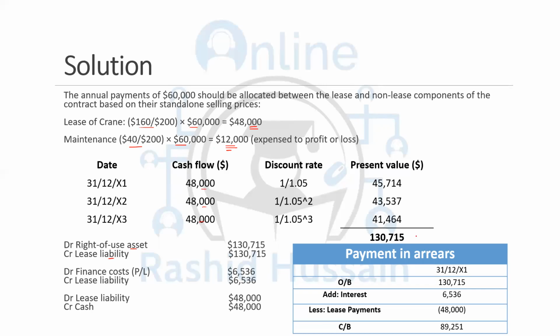Then this value will be placed in the format in order to calculate the subsequent value of the lease obligation. So interest would be applied on the opening balance, less the fixed lease payments, and then you get the closing balance. So with the finance cost, lease liability will be increased. With the payments, lease liability will be decreased.